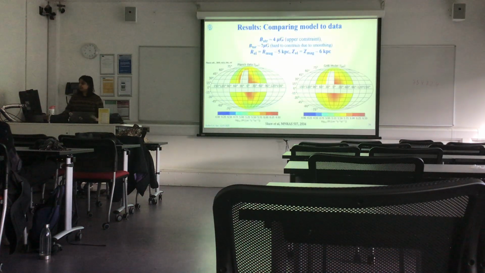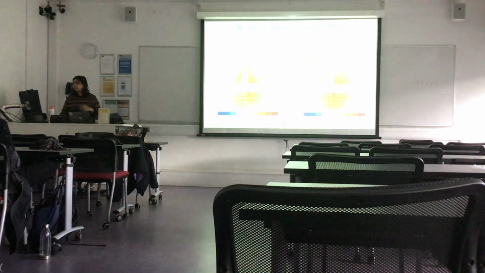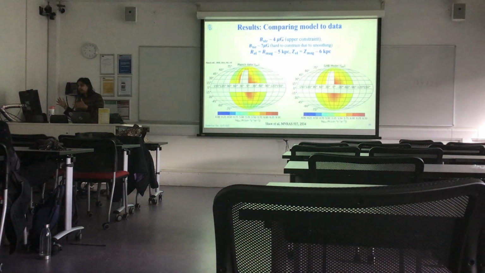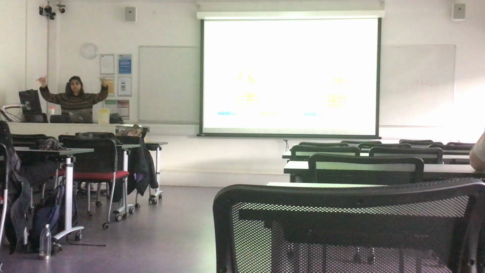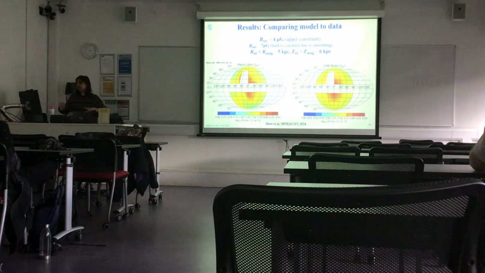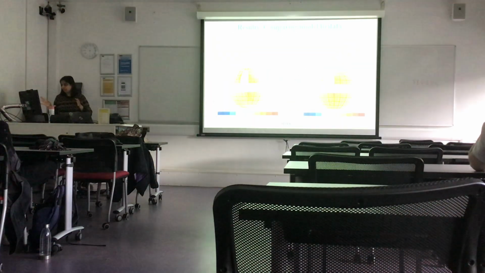And then what we did is we said, okay, let me produce the same synchrotron radiation from my model and compare the two. Now, this is a very preliminary comparison between model and data, but we found that generally you can have a magnetic field in this halo of around 4 to 7 microgauss. And the cutoffs that I was talking about, the exponential cutoffs, have to be around 5 to 6 kiloparsecs.